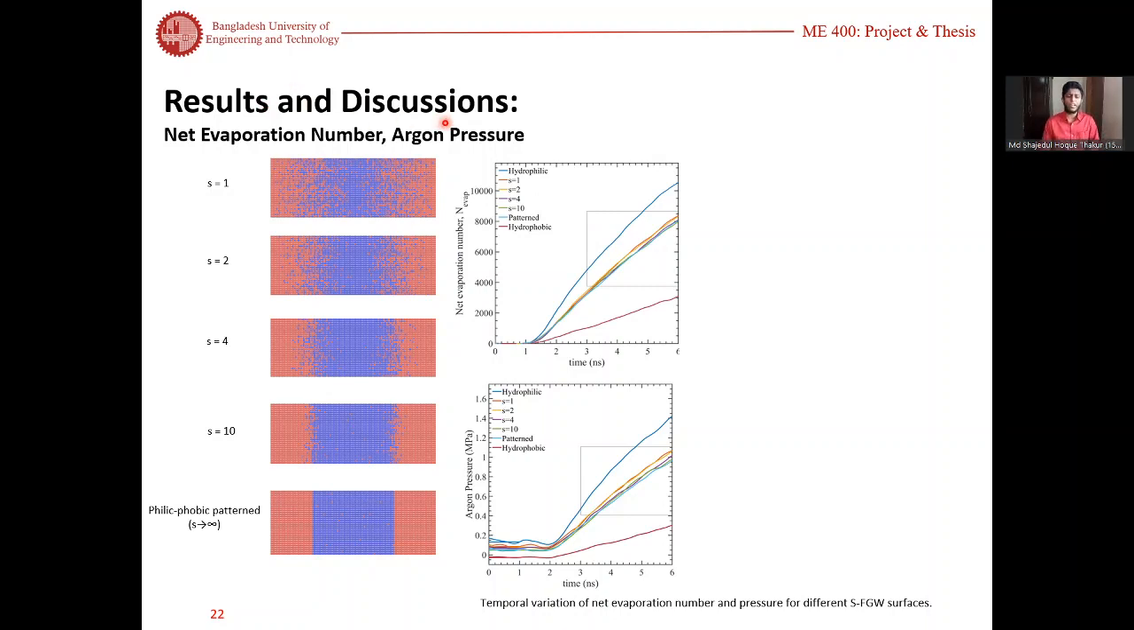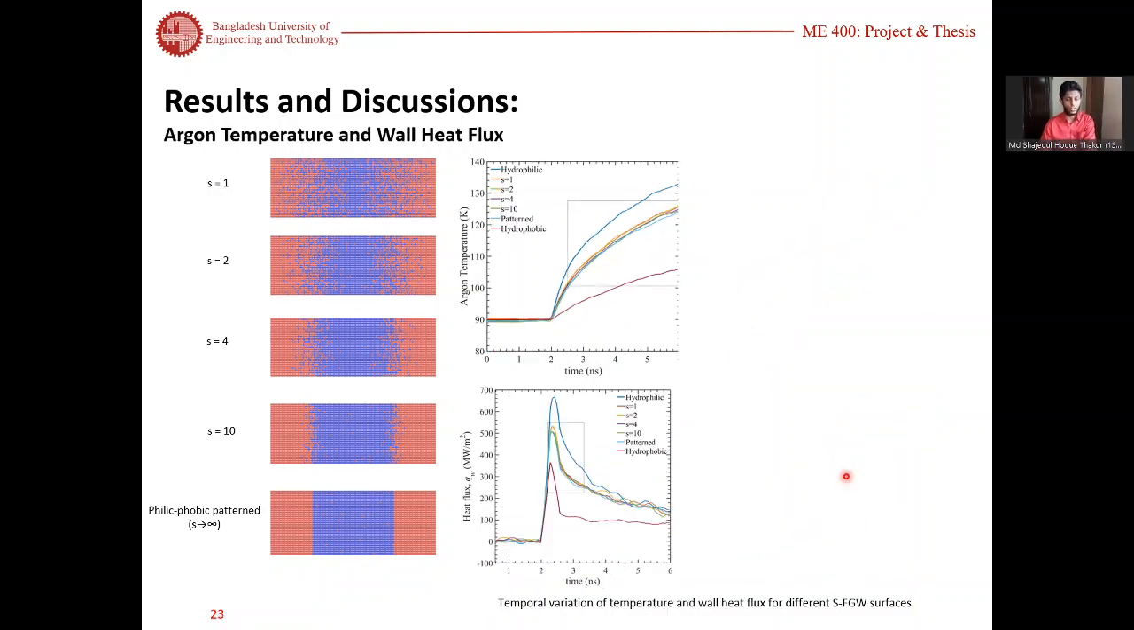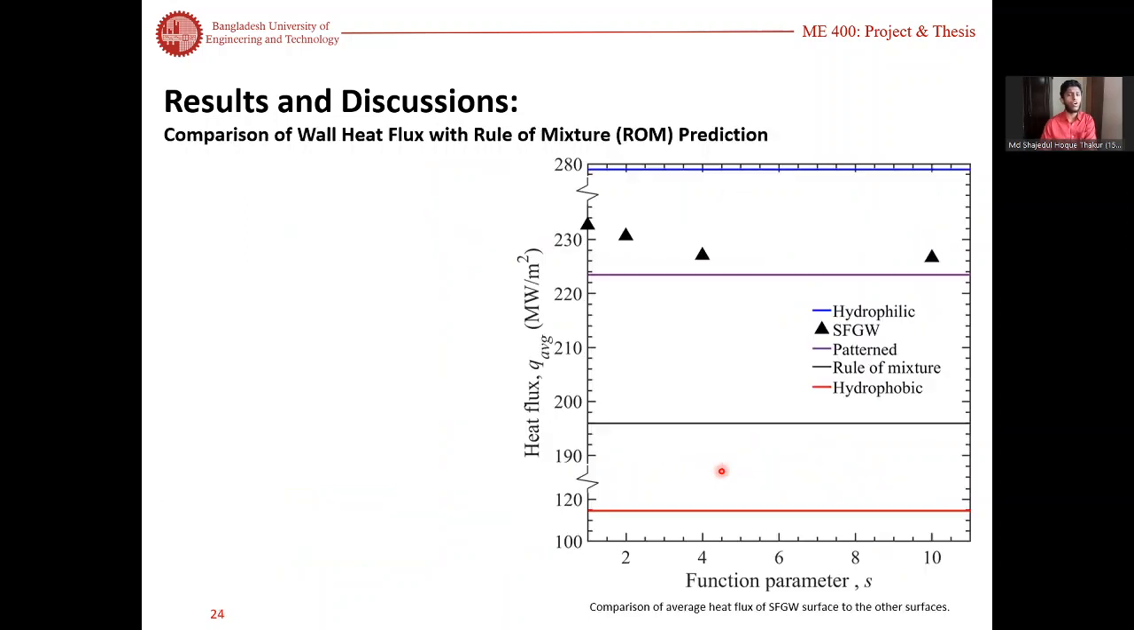And if we look at the net evaporation number and the argon pressure, we see that for lower gradients, S equal to 1, there is a higher net evaporation number and higher argon pressure. And a similar trend is seen for argon temperature and also wall heat flux.